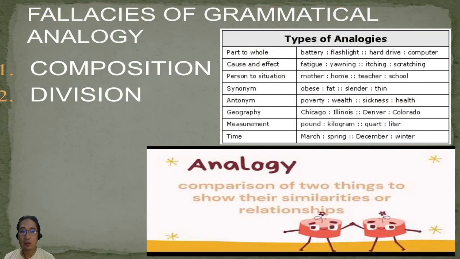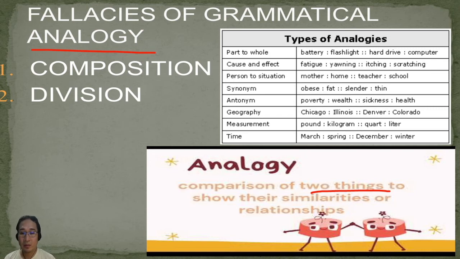Now, let's not get confused with the fallacies of grammatical analogy, which uses the word analogy as well. So we're discussing weak analogy. Let's not confuse ourselves with the fallacies of grammatical analogy. Now, under the grammatical analogy, if you can still remember, which was discussed from our previous lecture, it tries to compare also two things. What we compare under grammatical analogy is the fallacy of composition and division.